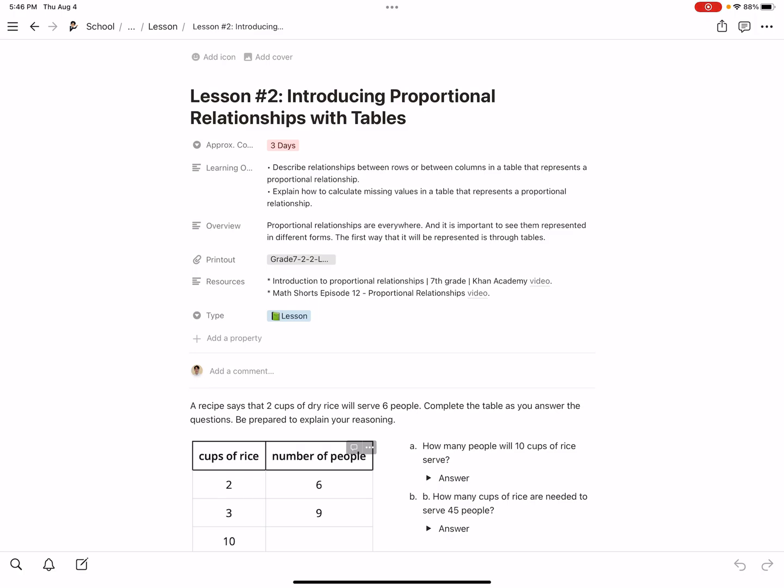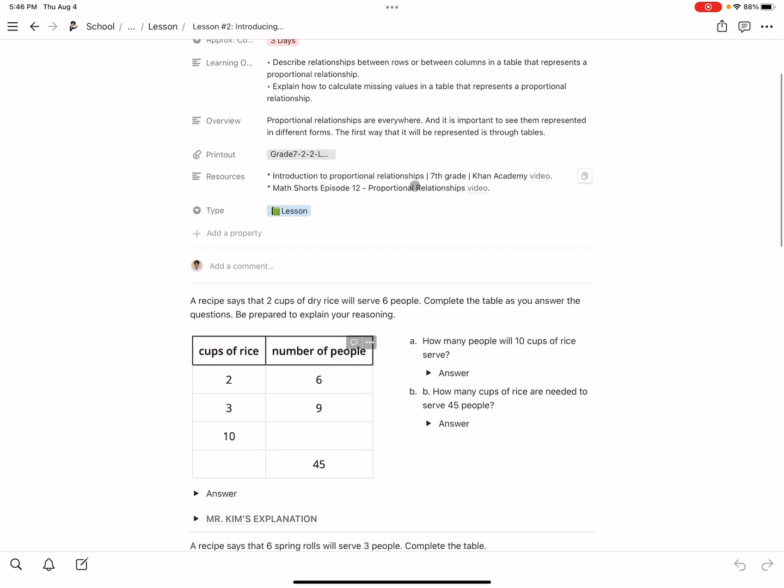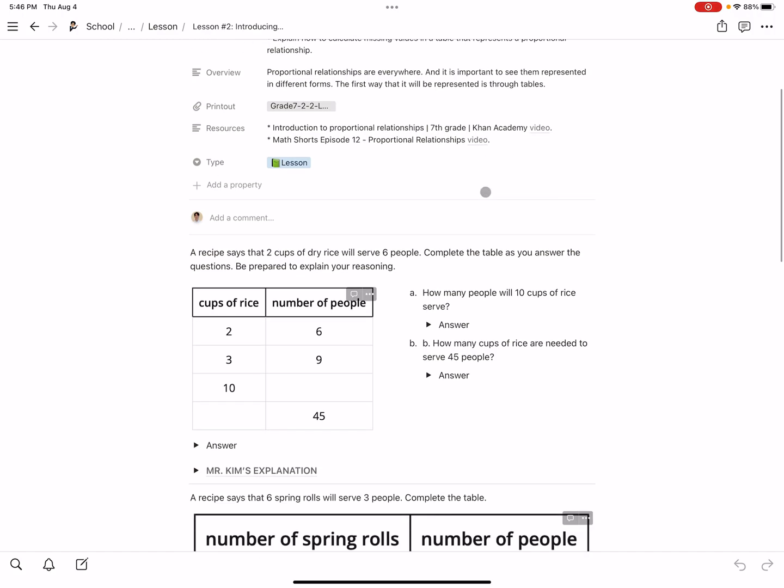Anyways, if you take a look, this is just an example. So we're looking at lesson 2, introducing proportion relationship with tables. It's going to take approximately 3 days, which means about 3 hours of work. Sometimes it'll say 3 hours, sometimes it says 3 days, just depending on how I organize things. Here's the lesson objective, and here's the overview, and here's the printout, and we'll talk about that in a second. And here's some resources, some videos that will help you.